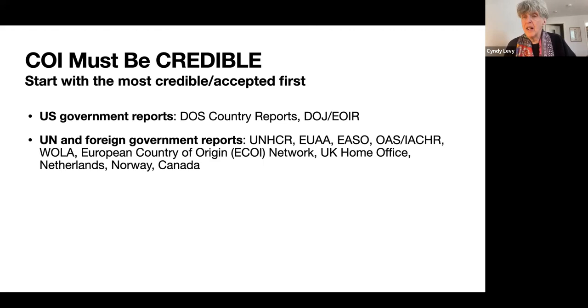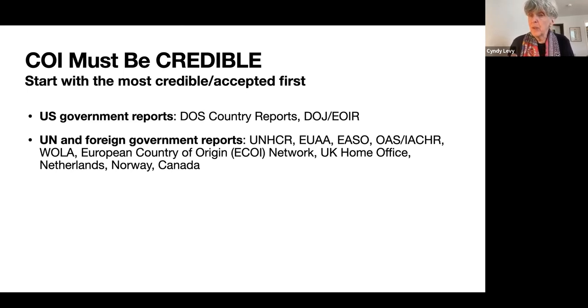Going down one, you have the United Nations, the United Nations High Commission for Refugees. You have the European Union, EUAA, EASO. These are asylum resources that the European Union produces. You have the Organization of American States and their IACHR, which are Inter-American Commission for Human Rights reports. WOLA is the Washington Office for Latin America.